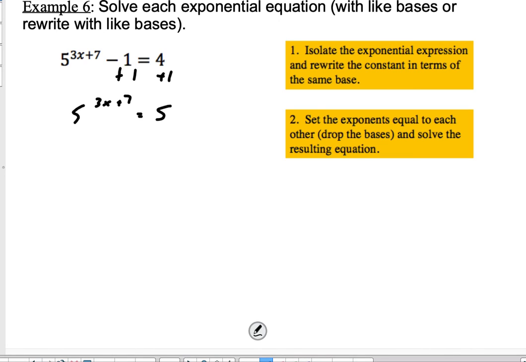Now notice the bases could almost be the same, but that 5 over there doesn't have a power up there. What power is up there? Yep, it should be a 1. So now I can get rid of the bases there, and I can say 3x plus 7 equals 1. So now I can just go ahead and solve this thing for x. So I'm going to subtract 7, 3x equals negative 6, divide by 3, and we get x equals negative 2.